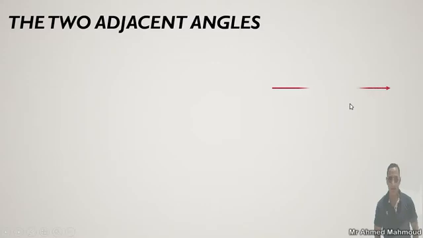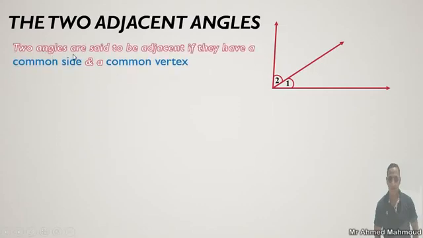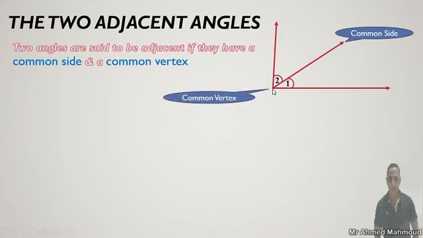Okay, for example, if we have an angle here like this and we draw another angle beside it like this, and we call those two angles 1 and 2, we have here two angles next to each other. Then those two angles are called adjacent angles. Again, the adjacent angles are two angles next to each other. Two angles are said to be adjacent if they have a common side and a common vertex. What does it mean? This side in between is called the common side, and this point is called the common vertex of the two angles.